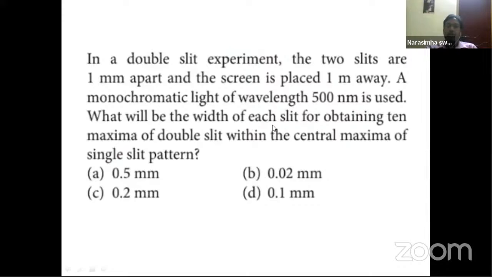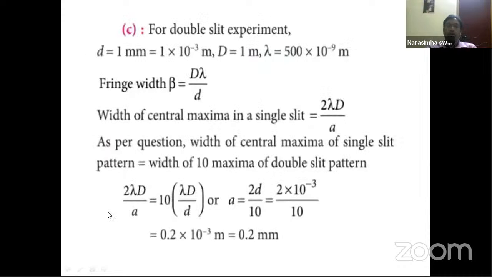What will be the width of each slit for obtaining 10 maxima of the double slit within the central maxima of a single slit? Okay, so equating these two: for single slit, 2 lambda D by a is equal to 10 times the fringe width, that is 10 into lambda D by d. Lambda D gets cancelled, and 2 by 10 remains. So taking a out, you are getting 2d by 10.